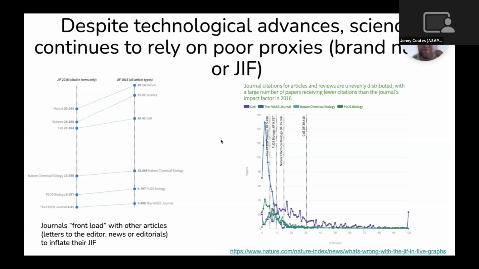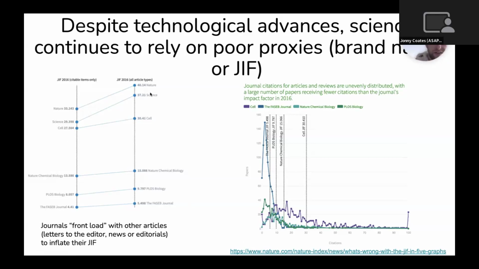And the problem with brand name or impact factor or any of these other proxies that we use is it takes away from the actual science and from judging the quality of the science. What you're seeing here on the left is this article, which is a pretty good example of why you shouldn't use the impact factor. This one on the left is an indicator of how journals can manipulate the impact factor.